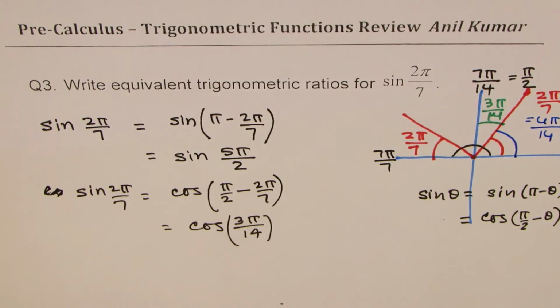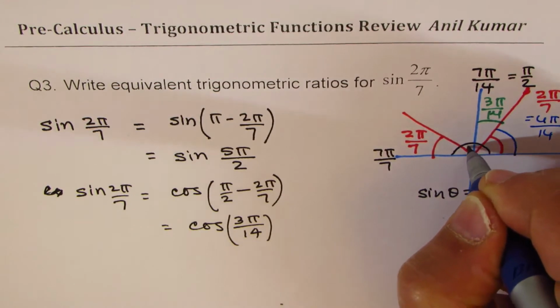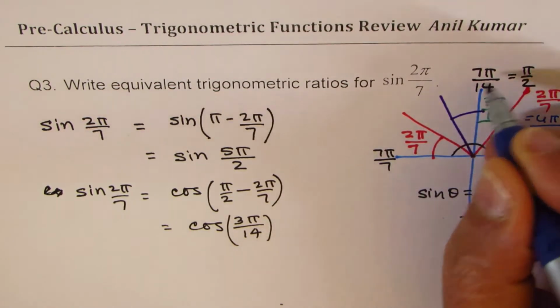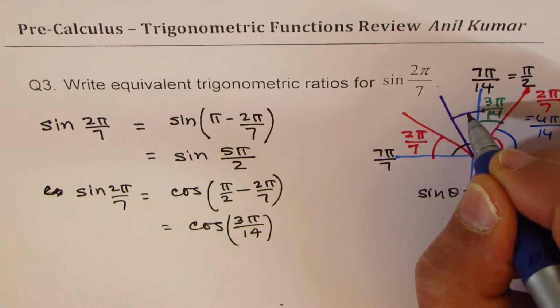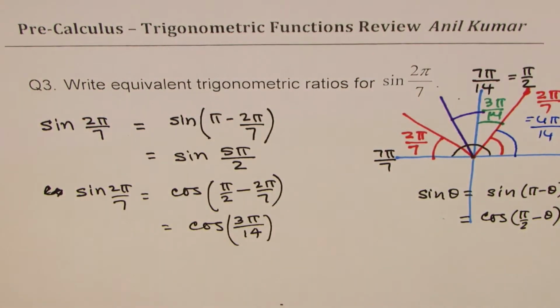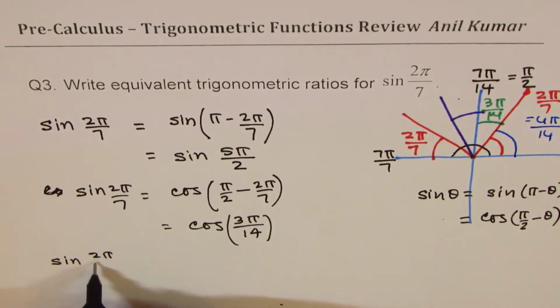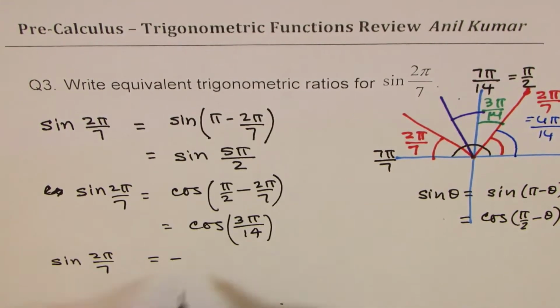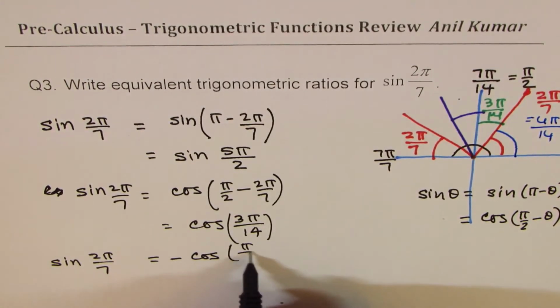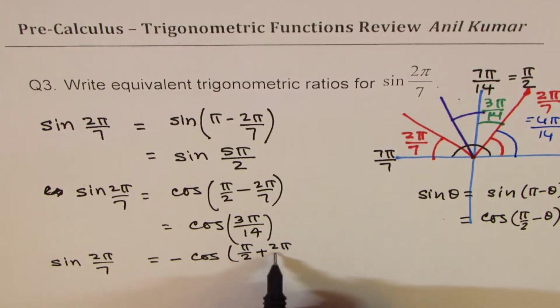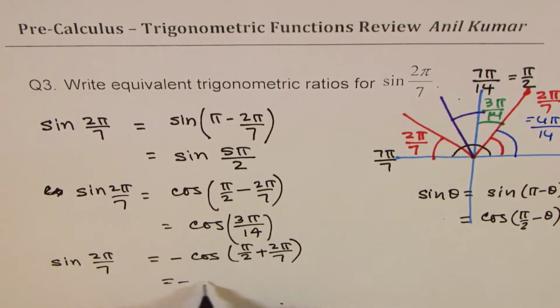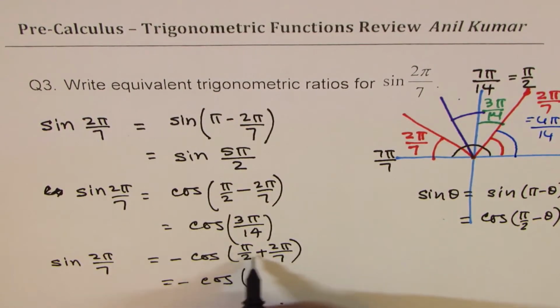Now you could also think about relation with cosine negative. For example, if I am now considering cos of pi by 2 plus theta, right? Then cos will be negative. So I could also write sine 2 pi by 7 as negative of cos of pi by 2 plus 2 pi by 7. You get my point. So that will give you negative cos of 7 plus 2, 7 plus 4, 11, right? So we get 11 pi by 14.